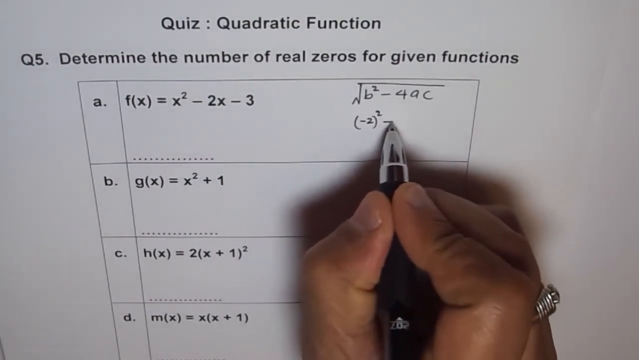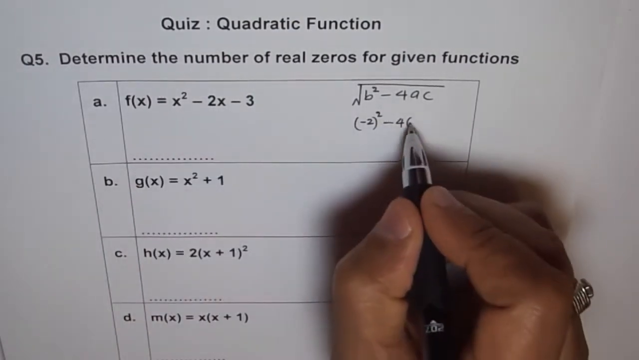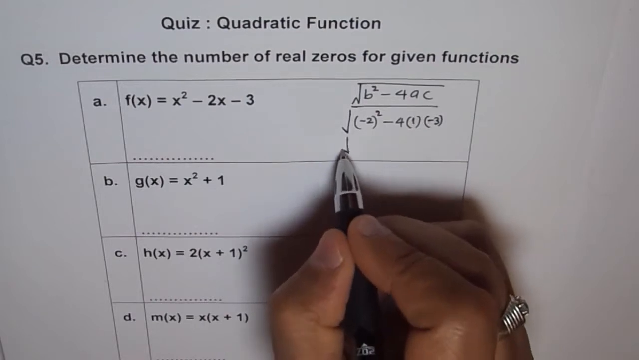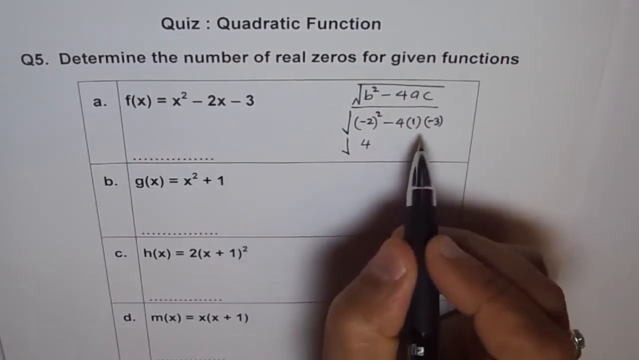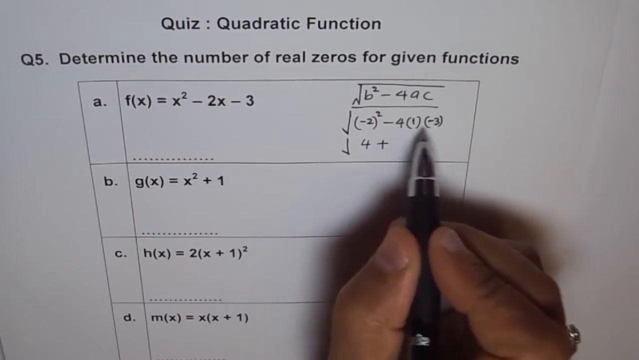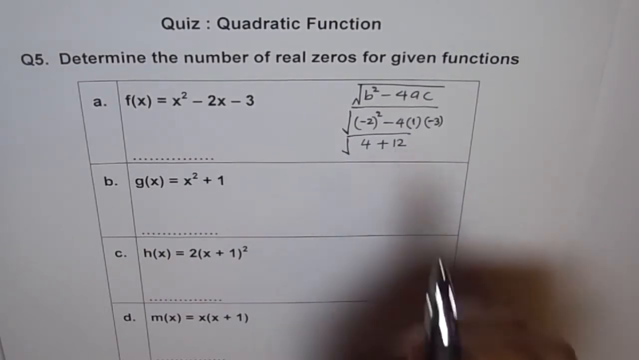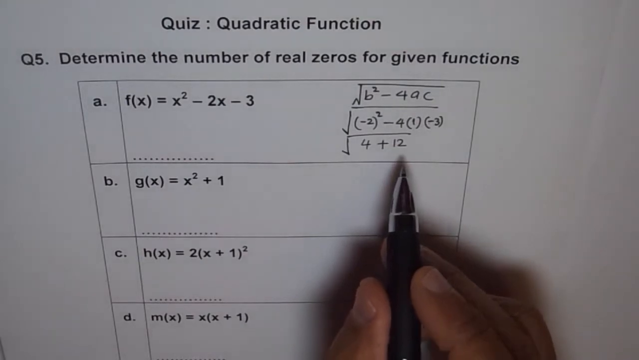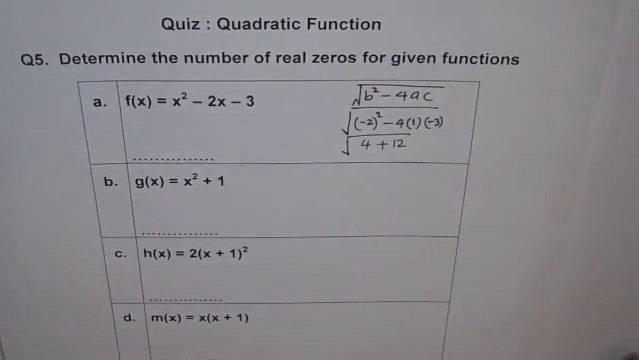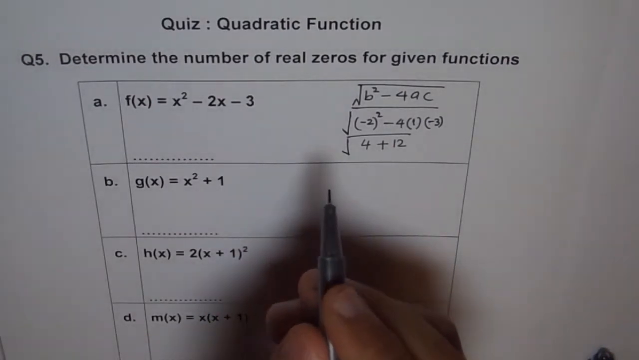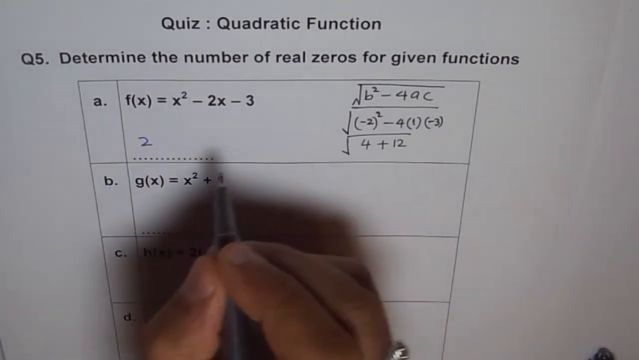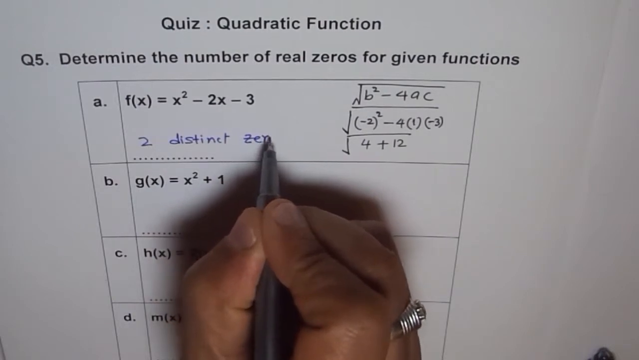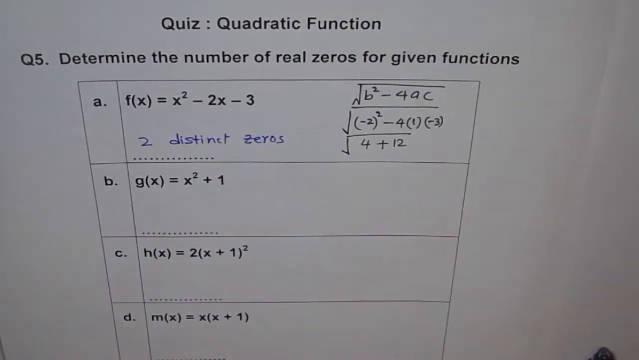(Minus 2) squared minus 4 times a is 1, and c is minus 3. That leads to minus 2 squared is 4. This minus and minus becomes plus, and 4 times 3 is 12. So we have something positive inside the square root. If we have something positive here, that means we have 2 zeros. So we can write down our answer as the number of roots are 2 distinct zeros. They are 2 separate zeros.